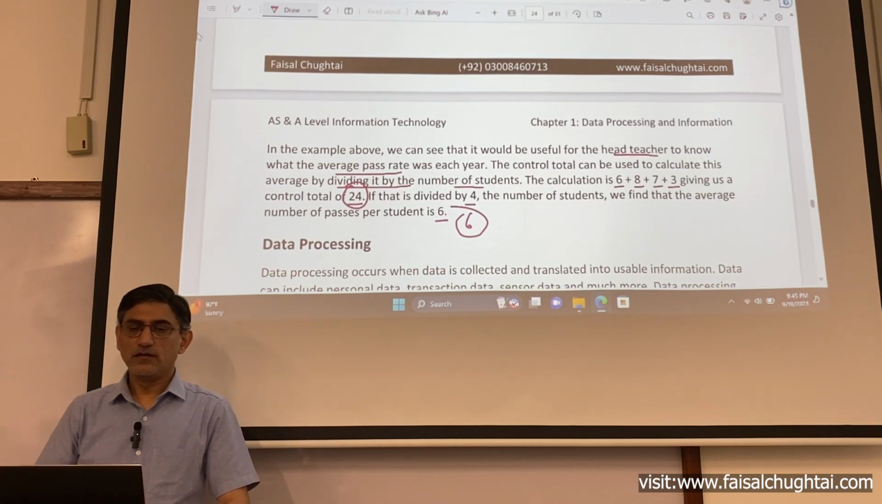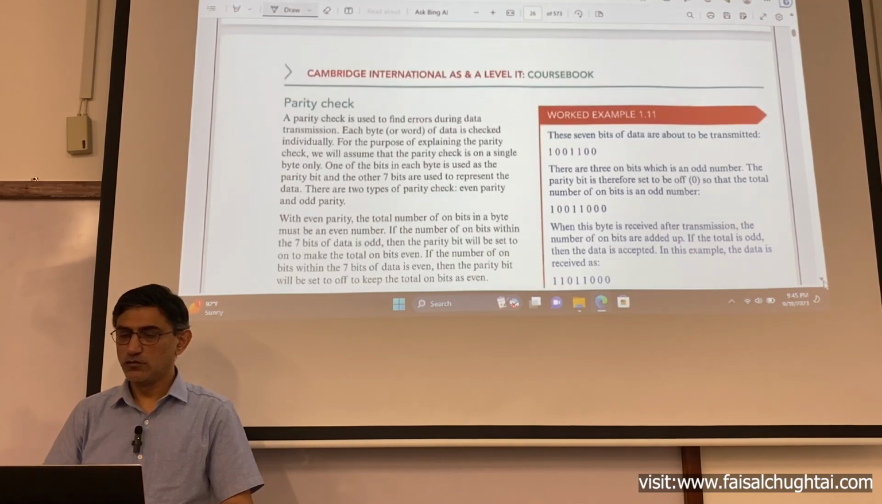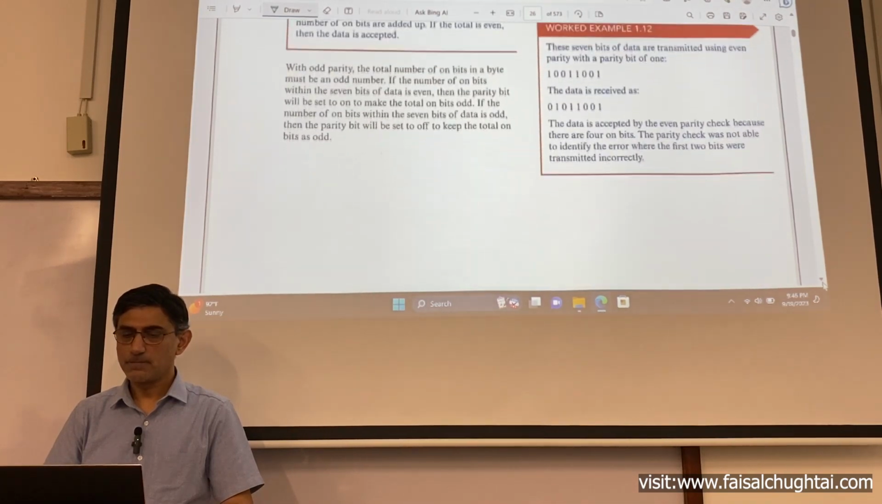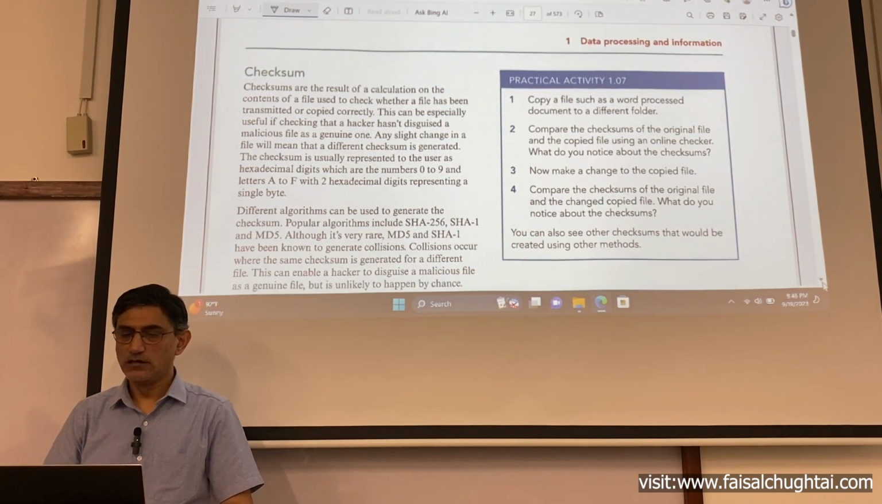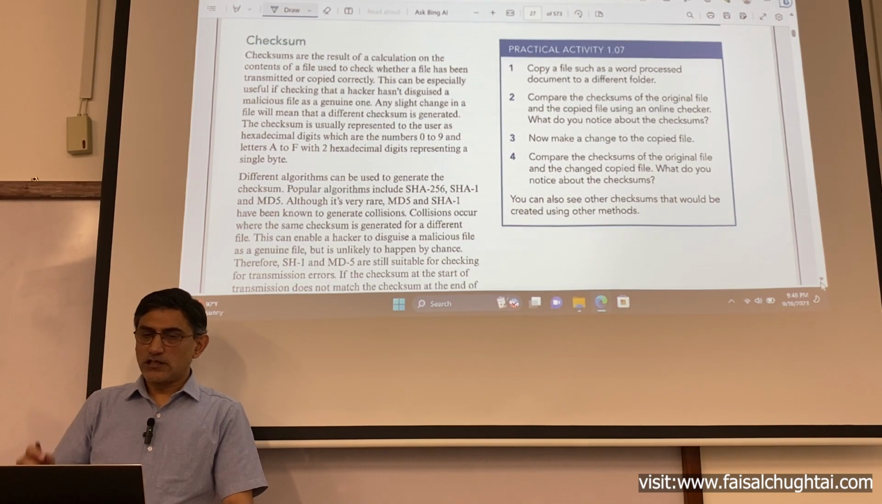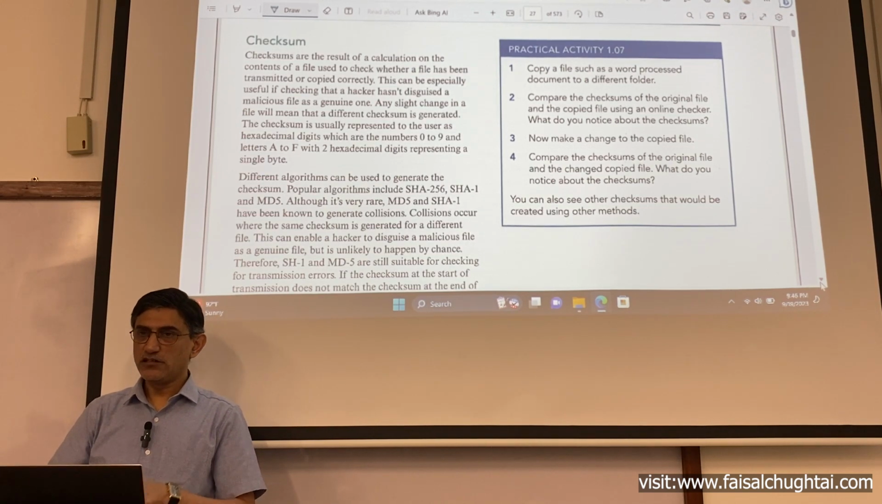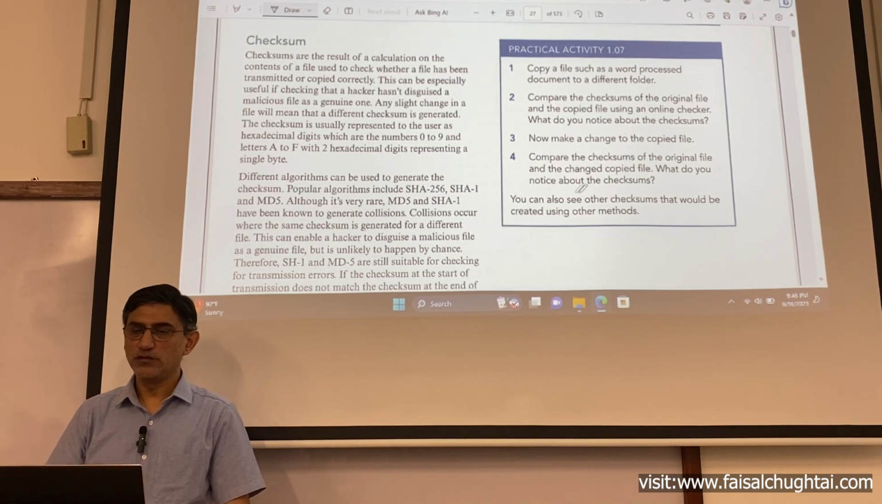Okay, what are we left with? I think we are left with two more types of validation and verification checks: checksum and the parity check. Parity check I will not do today. I will be doing checksum. That would be the last one for today.